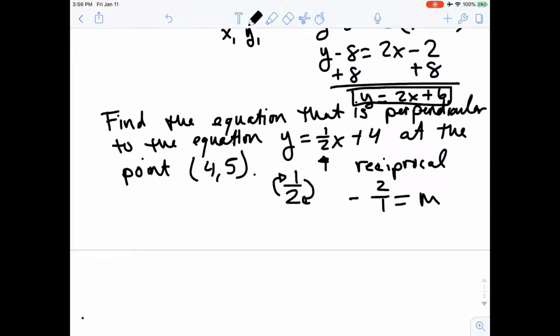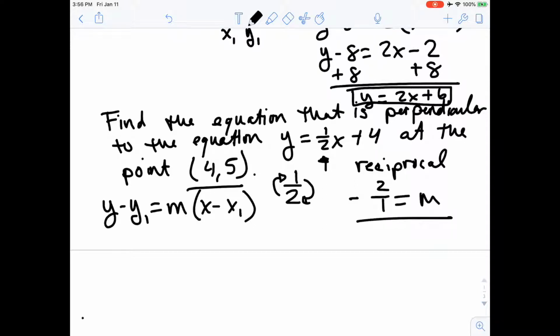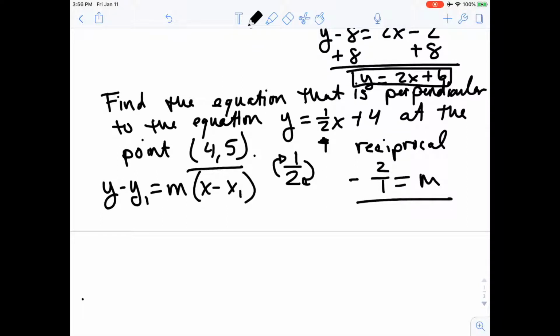Okay, once I know that, I use the exact same formula, the point slope form, right? m times x minus x1, right? So I have my point here, my slope here, and now I can go. So I say y minus 5 equals negative 2.